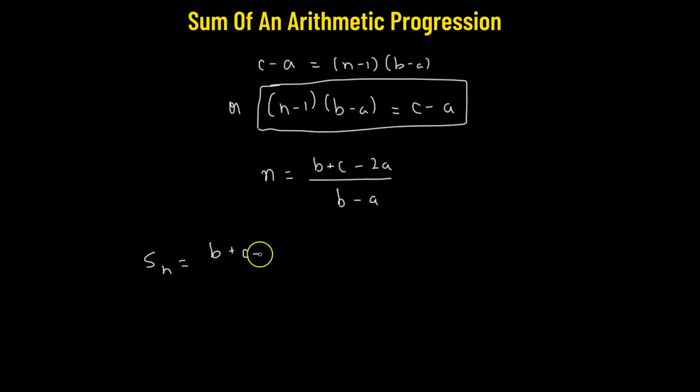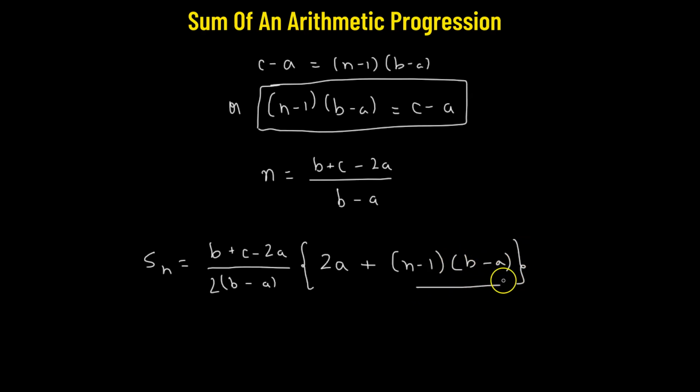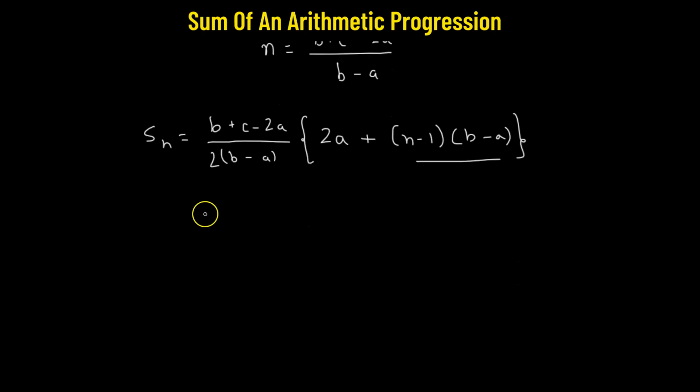So we have b plus c minus 2a whole divided by b minus a multiplied to 2. This will be whole multiplied to 2 times the first term, which is 2a, plus n minus 1 times the common difference. So we obtained our common difference as b minus a. Now luckily n minus 1 times b minus a, we have already obtained that this value is c minus a. So we can replace it with c minus a, such that we have b plus c minus 2a whole divided by 2 times b minus a whole multiplied to 2a plus c minus a.